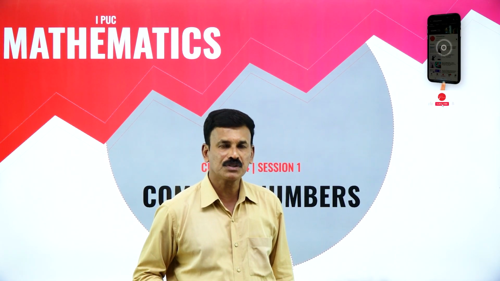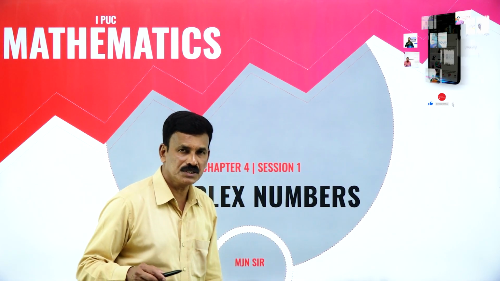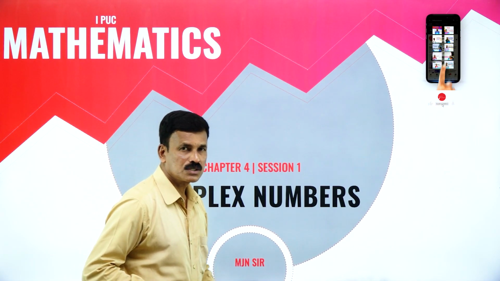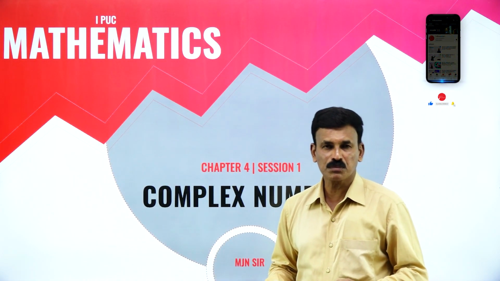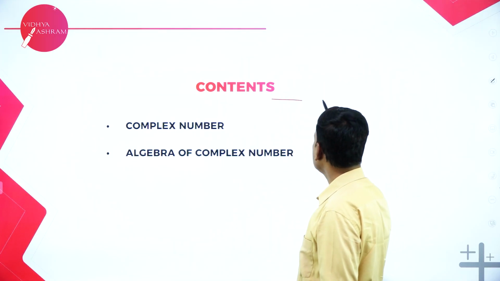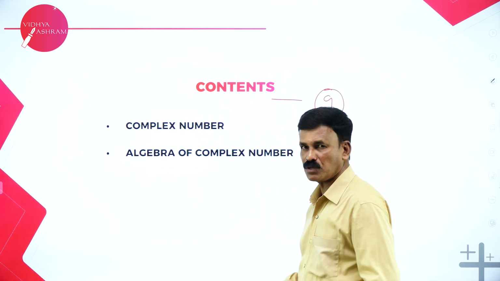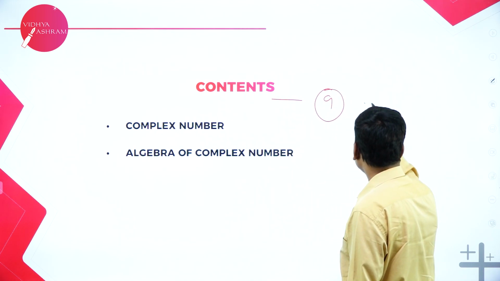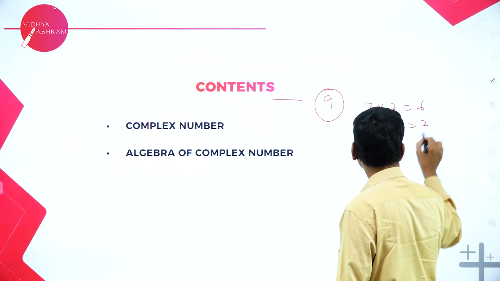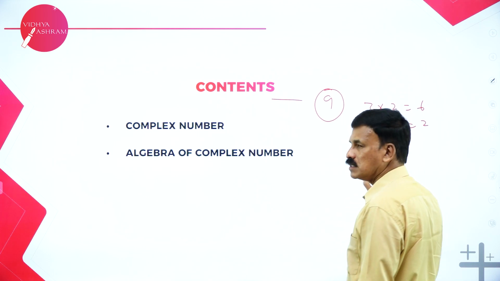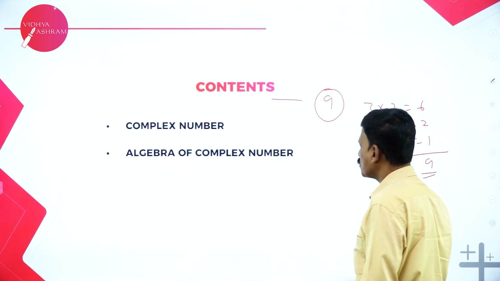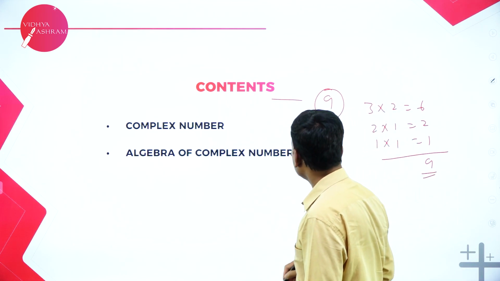Today in this session I am going to discuss a very important and easy chapter, chapter 4, complex numbers. This is a very easy and important chapter from the point of view of examination. The weightage for this chapter is 9 marks. You are going to get 3 marks 2 questions, that is 6 marks, 2 marks 1 question, and 1 mark 1 question, totally 9 marks from this chapter.